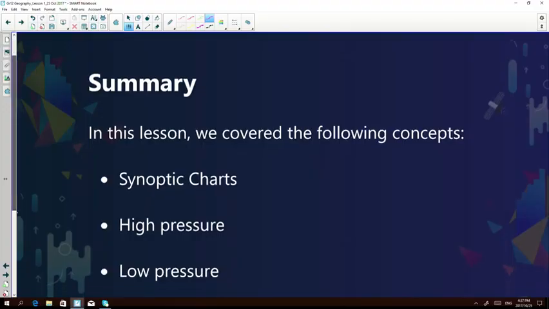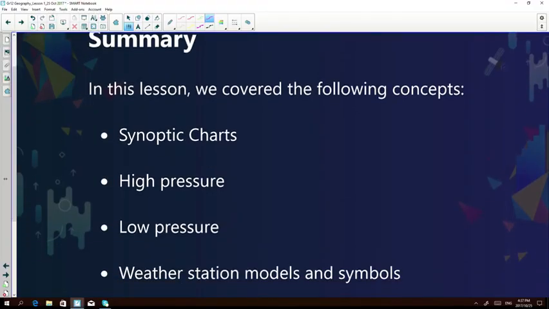Then we look at the high pressure systems and low pressure systems. Once again, what do we know about high pressure systems? It's sinking air, anti-clockwise circulation. Okay, low pressure systems, it's rising air, clockwise circulation of air in the southern hemisphere. Remember, both of them for the southern hemisphere.